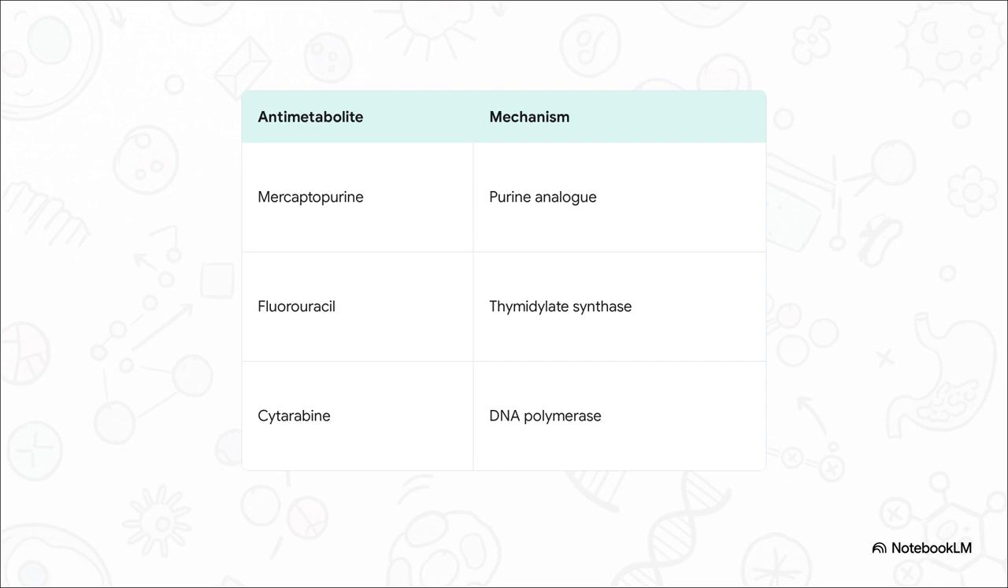You got to watch out for that. Then there's fluorouracil, or 5-FU, a pyrimidine analog that stops DNA synthesis by inhibiting thymidylate synthase, and cytarabine, which halts the whole process by directly inhibiting DNA polymerase. They all basically trick the cell into using faulty parts.